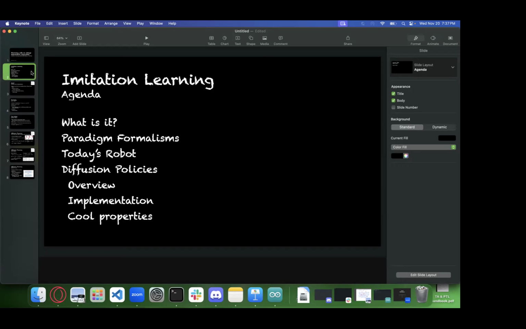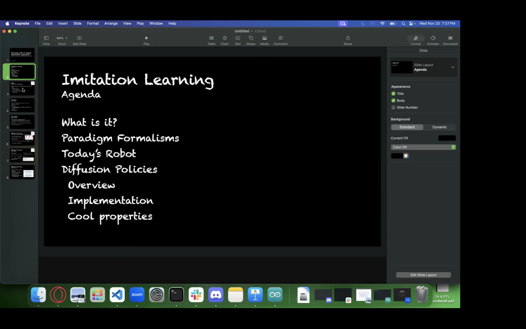I have an agenda. I'll talk about what imitation learning is. We'll formally define some things that matter. Then we'll talk about the robot, and then I'll dive deeper into the mathematics and properties of diffusion policy.